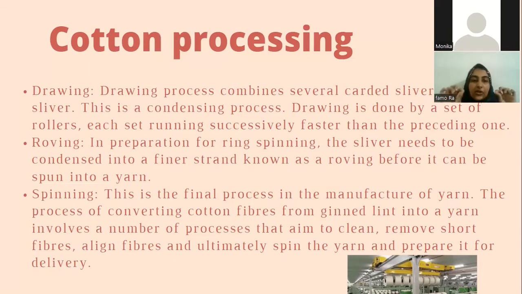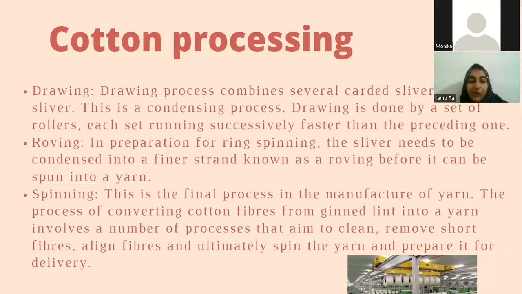So a continuous strand which is uniform should be very strong, and it should be very sticking together. All the small short fibers should stick together, then only it will be strong. So roving is in preparation before spinning. The sliver needs to be condensed into a very fine strand known as roving before it can be spun into a yarn.